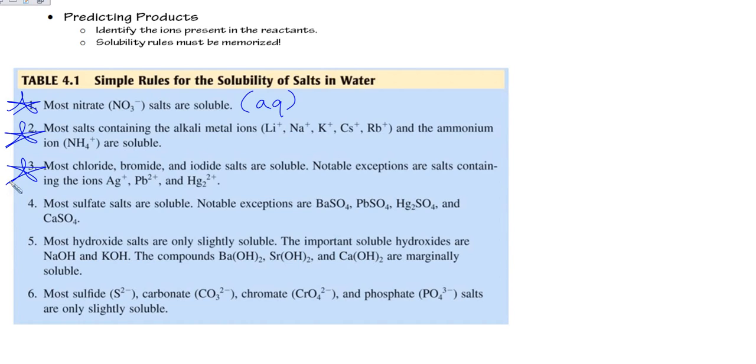The last 3 seem to have too many exceptions for me. Too many that I don't want to memorize them. For example, sulfates are usually soluble, but not barium, lead, mercury, and calcium. I don't want to memorize all that.